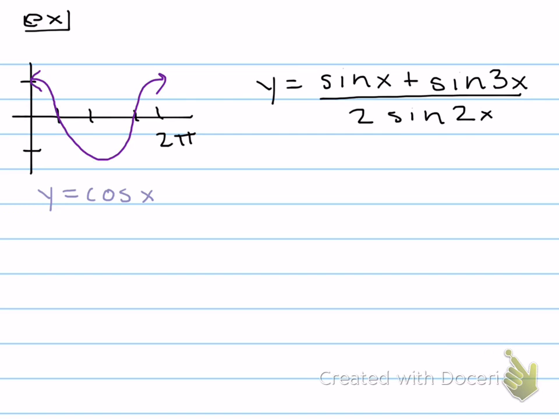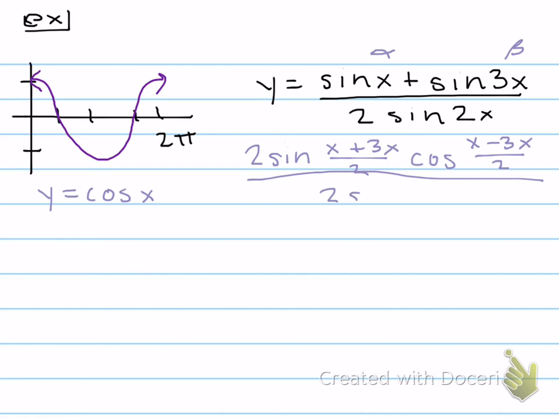So here we're using the sum to product formulas. And x is my alpha, 3x is my beta. So I'm using the sine plus sine formula. So I'm going to start with 2 sine of alpha plus beta, so x plus 3x all over 2, times cosine of x minus 3x all over 2. And in the bottom, I have 2 sine of 2x.